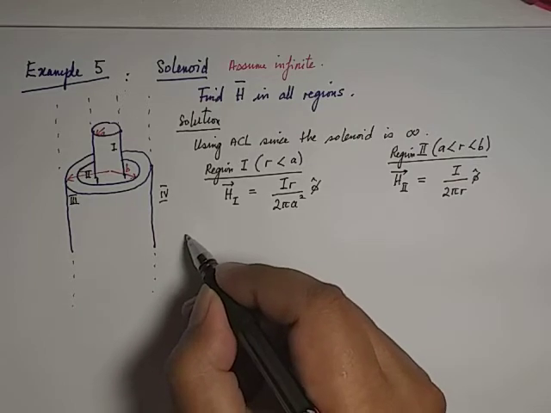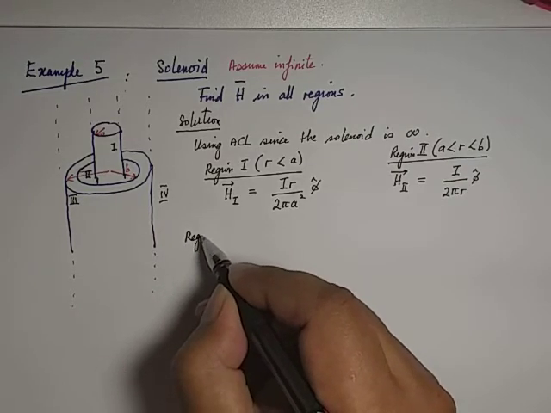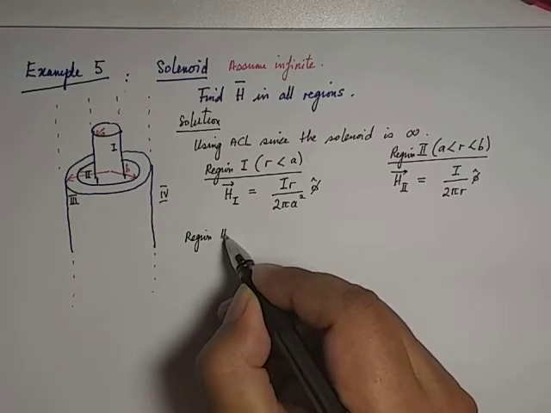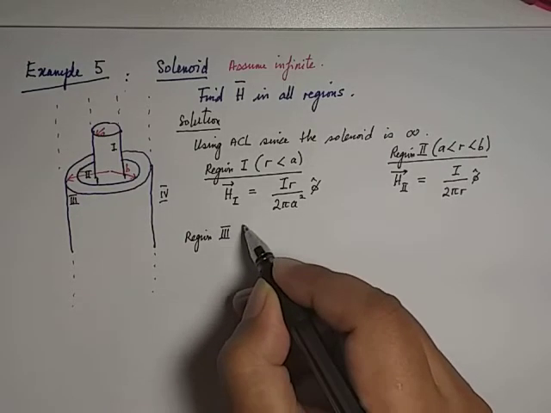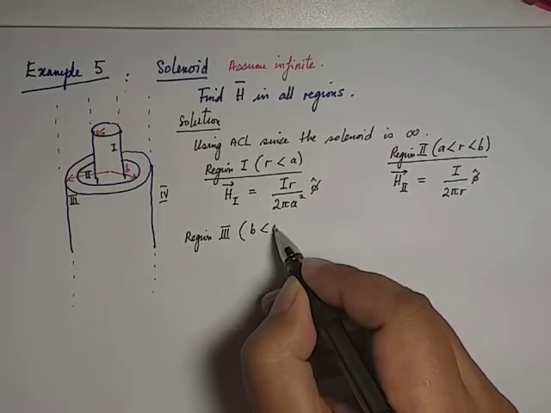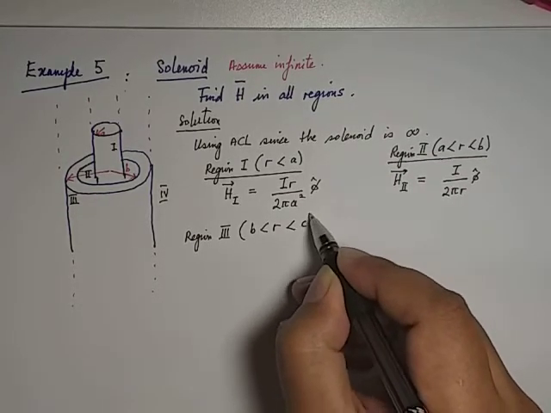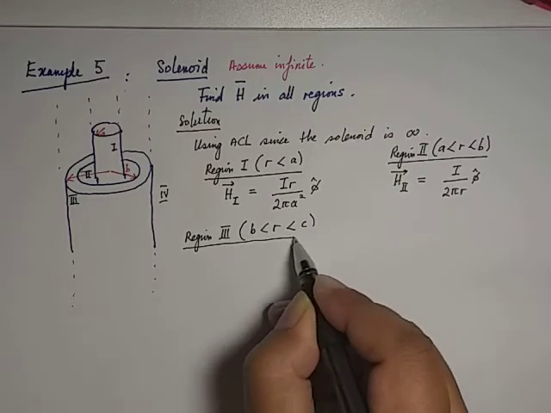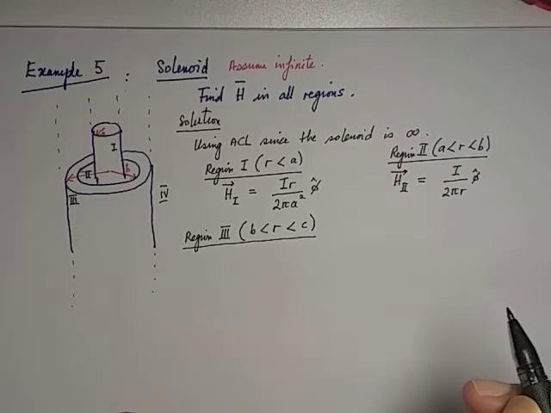So this is new now. Region number 3. This is true for the case B smaller than R smaller than C. So this cannot be referred to anywhere because this is totally new. So we have to repeat the basic method of ACL. So I'm going to draw the current. Oh, by the way, we haven't defined the current yet.